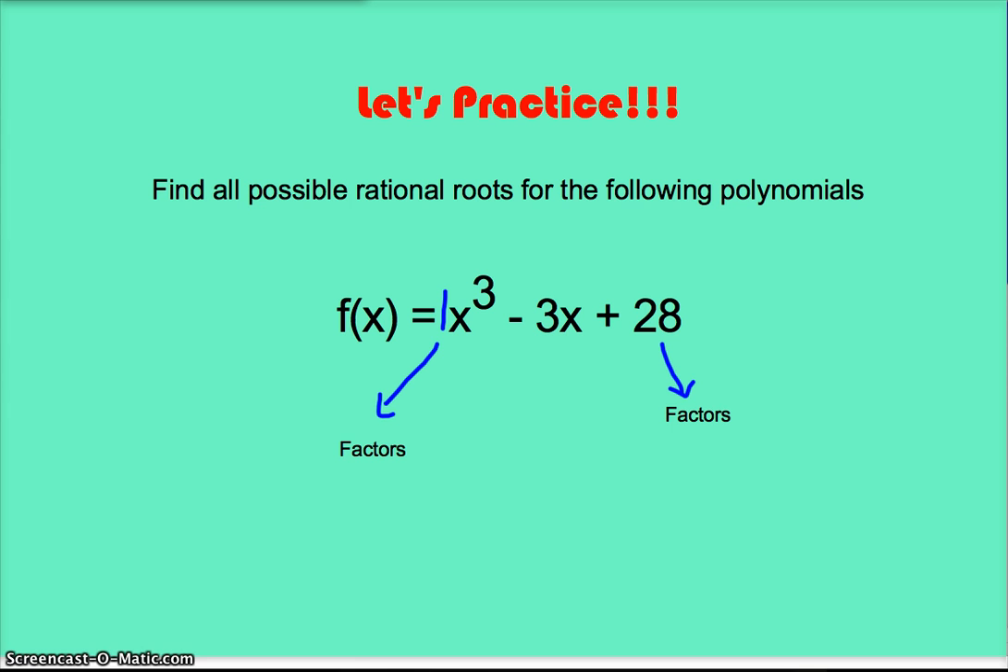So for the factors of 1, once again, we just have 1. Let's look at the factors of 28. We have 1 and 28, we have 2 and 14, and last but not least, we have 4 and 7. If you need to, go ahead and use a multiplication table, and that should help you find the factors of 28 or numbers that get a little bit larger.